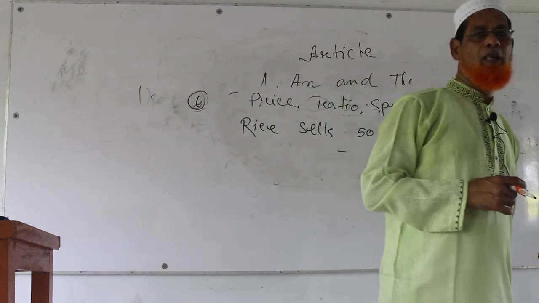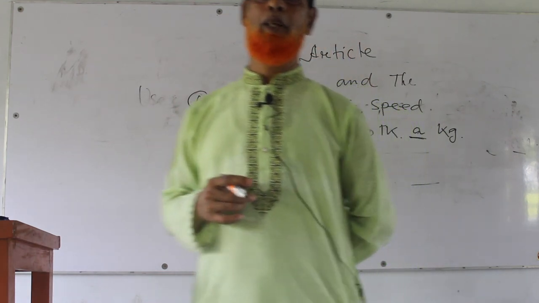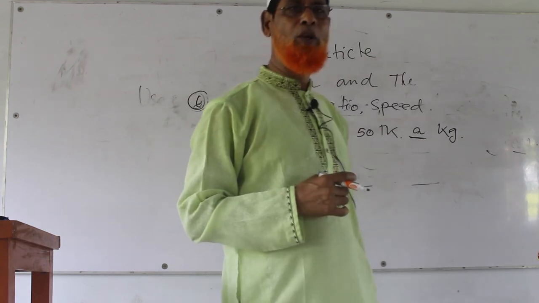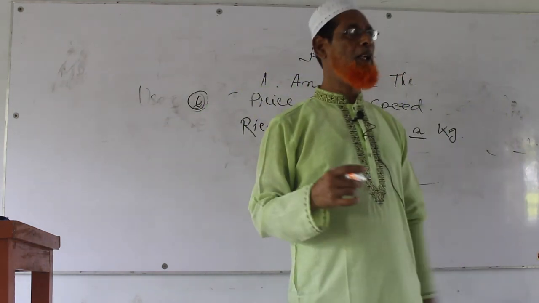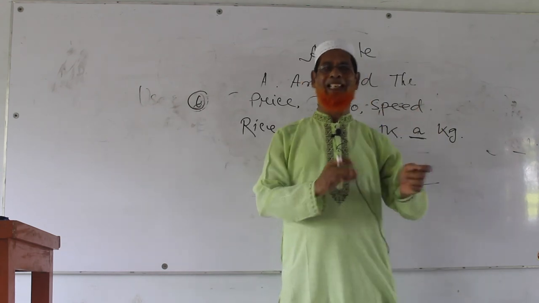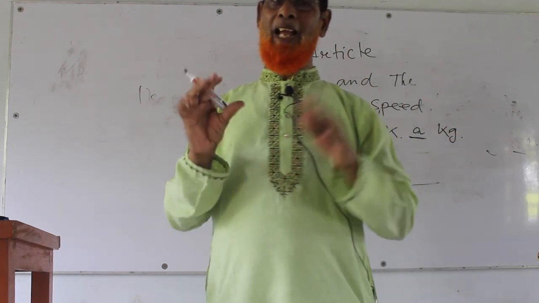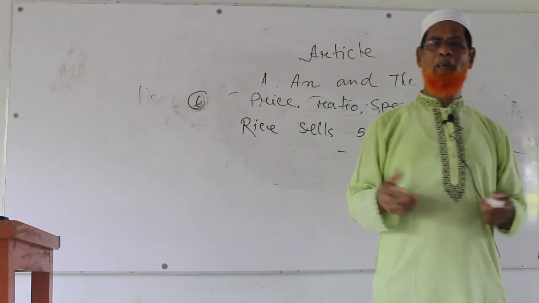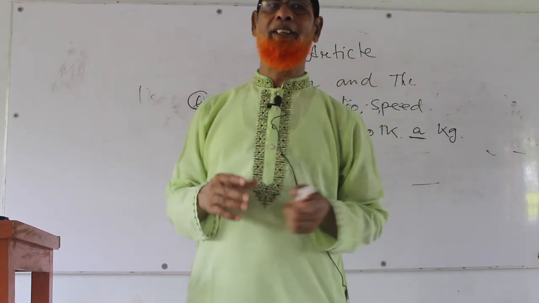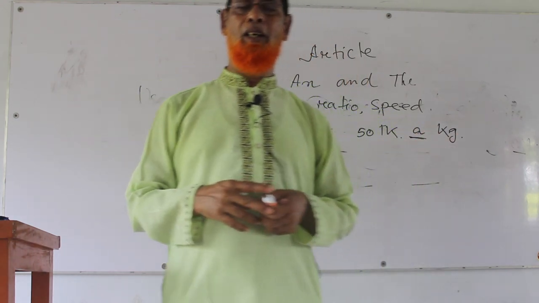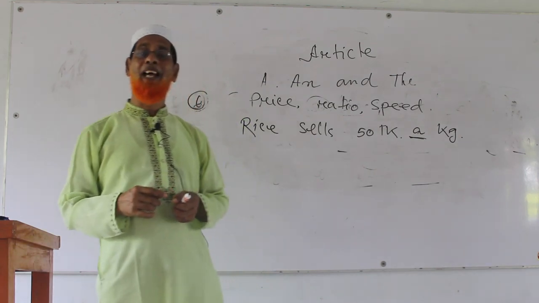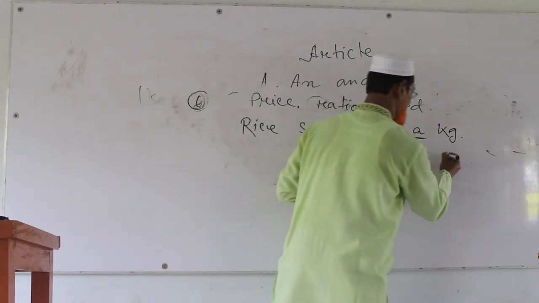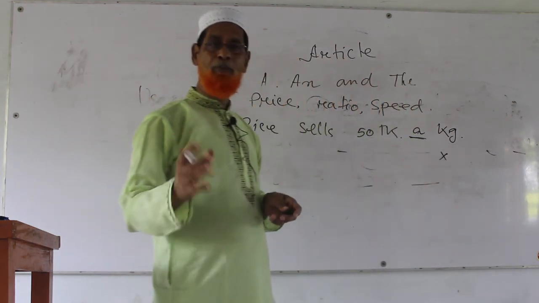Okay, I think you have learned article. Use of a and an, you have understood it and it is clear. You know there are 10 gaps in the passage and there may be some gaps that cannot require any article, and in this case we shall put only a cross mark. In this case, we shall put only a cross mark.